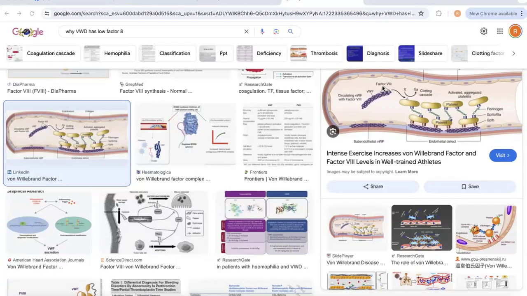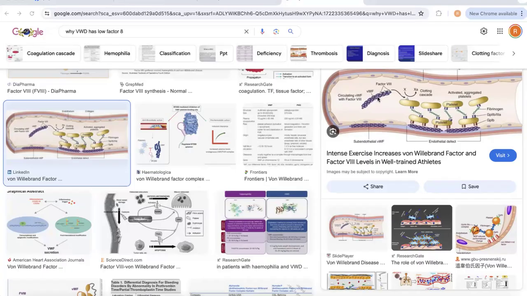these two are usually interconnected. So factor 8 and von Willebrand factor are supposed to get connected with the platelet and start the clotting cascade. Now, the problem with von Willebrand disease is that this platelet von Willebrand factor adhesion doesn't happen because there is no von Willebrand factor available in the blood.